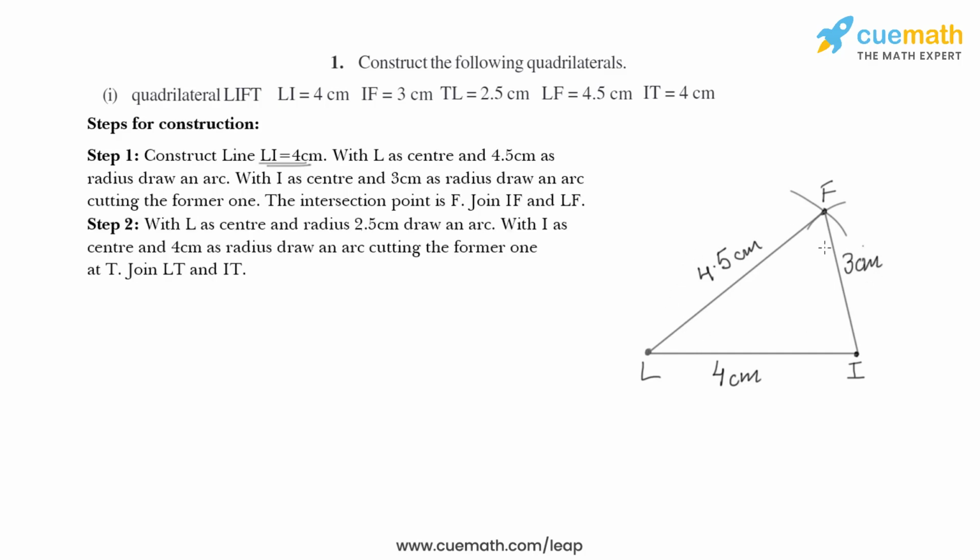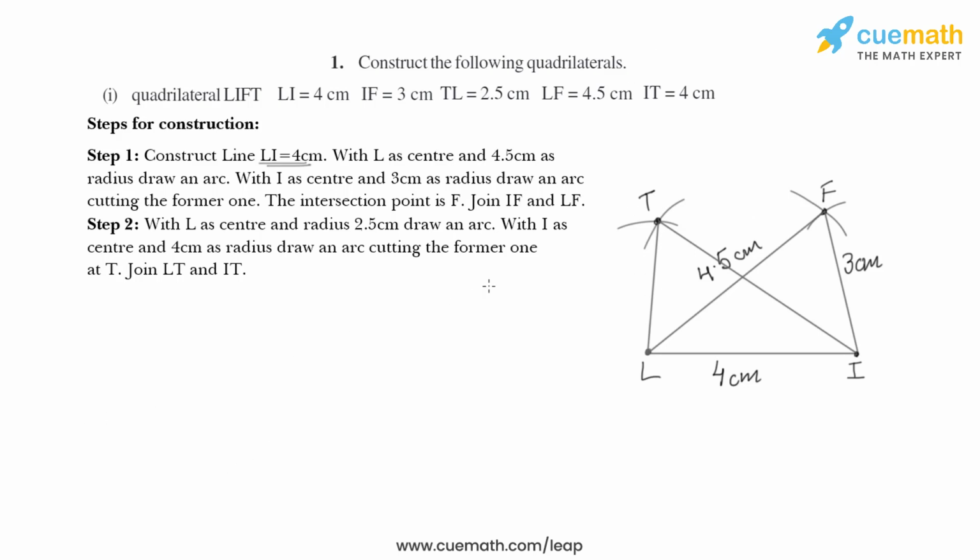Let's move ahead to the next step. With L as center and a radius of 2.5, draw an arc like this. With I as center and a radius of 4 centimeters, draw an arc like this. And the intersecting point is point T. This is point T. Join LT and IT. So the second triangle is also constructed.